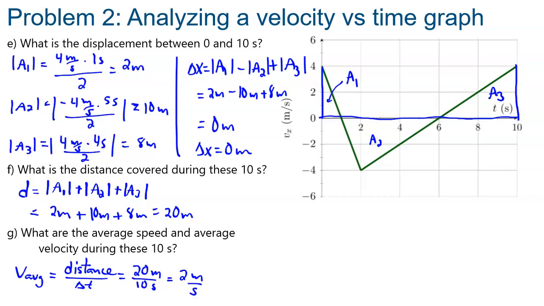And if we want to do the average velocity, it's the same idea, but we want to use the displacement instead, which was 0 meters in here. So we get an average velocity of 0 meters per second.